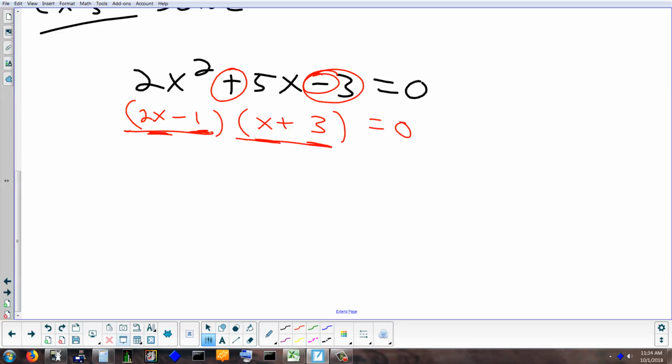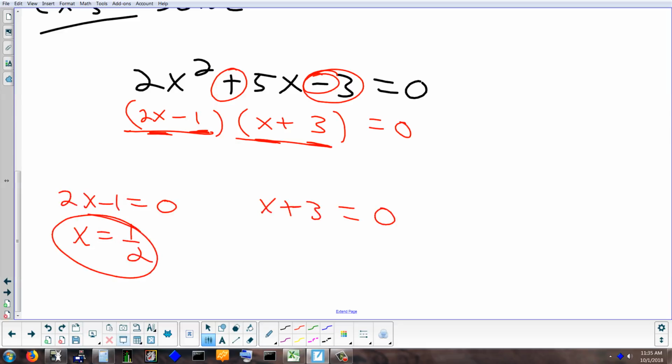One of them or both of them have to come out to 0. It's the only way you can multiply two things together and get 0. So either this has to come out to 0 somehow, or this has to come out to 0. One or the other.